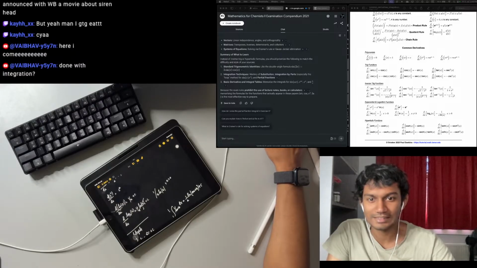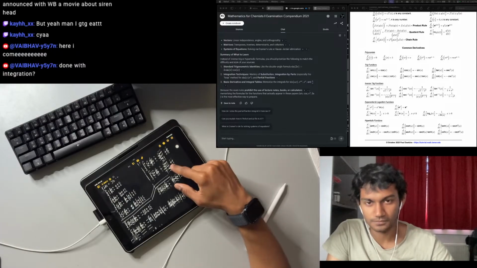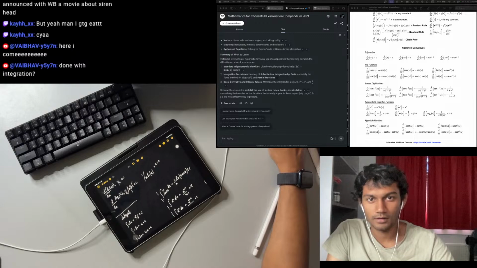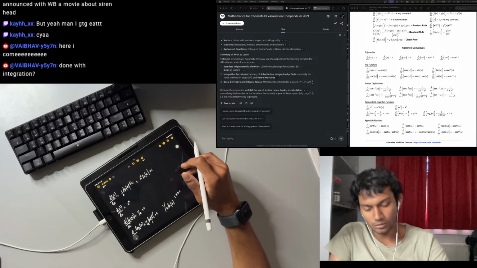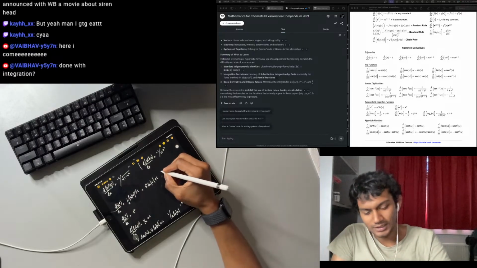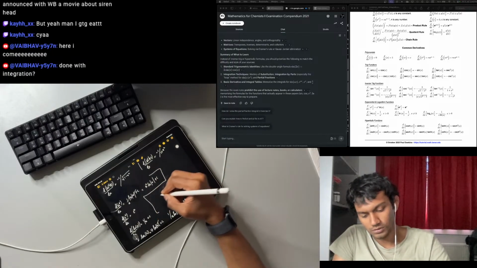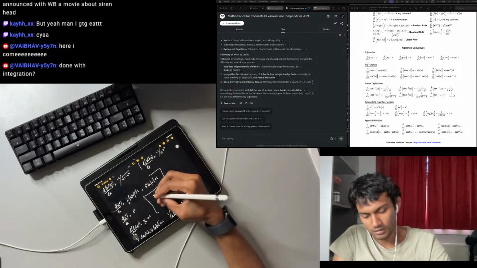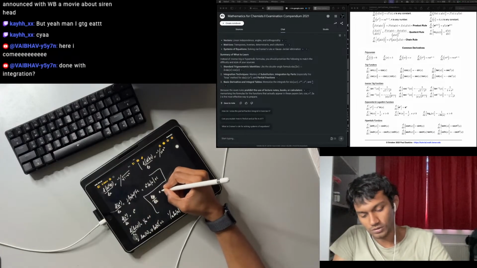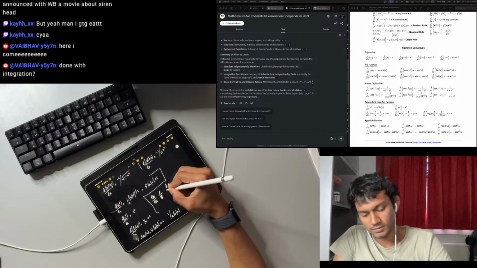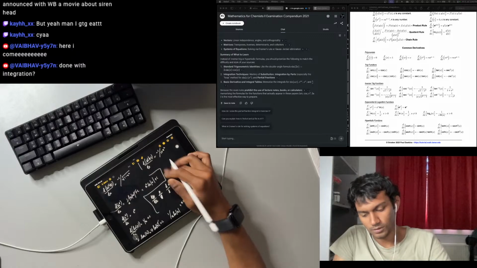Done with integration? Nah. Almost. I almost got the formulas correct, and now I just got distracted. I got almost all the formulas correct, but sometimes I confuse integration and derivatives. Integration and derivation. Like x. Oh fuck. d of x by.